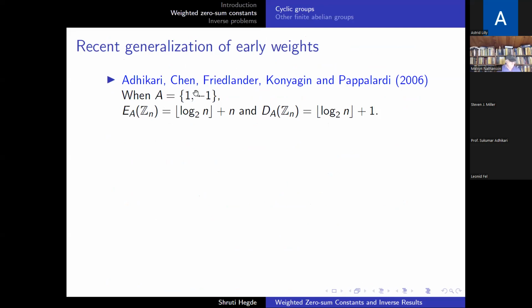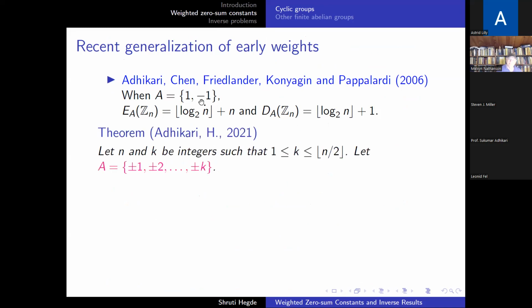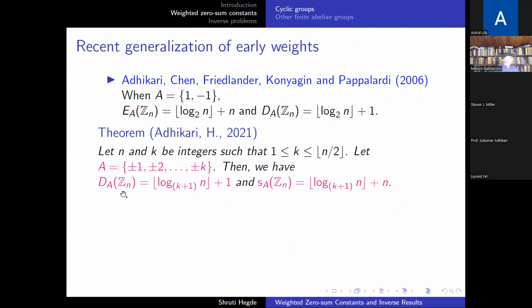In 2006, while introducing this weighted generalization of zero-sum constants, Adhikari, Chen, Friedlander, Konyagin, and Pappalardi took the weight set plus or minus 1, and they proved that with this weight set, E_A(Z_n) is equal to floor of log base 2 of n plus n. And by this we get D_A(Z_n) is equal to floor of log base 2 of n plus 1. We extended this weight set to the set plus or minus 1, plus or minus 2, up to plus or minus k, where k is an integer between 1 and n by 2. And with this weight set, we could prove that D_A(Z_n) is equal to floor of log of n to the base k plus 1, plus 1. And this s_A(Z_n) we will get by that relation.